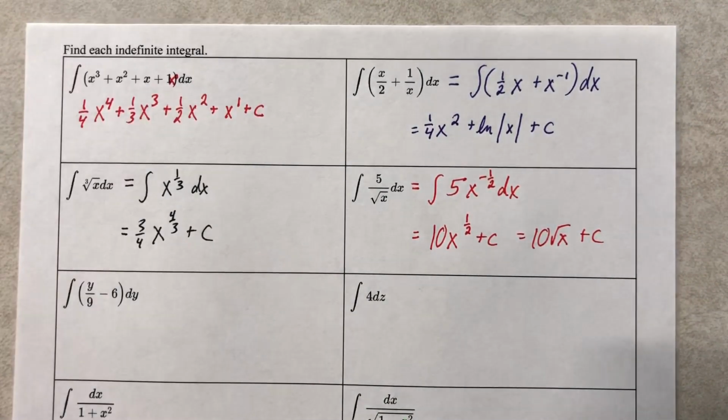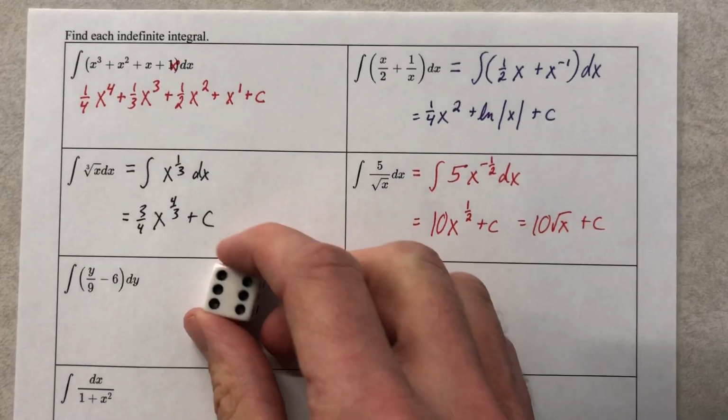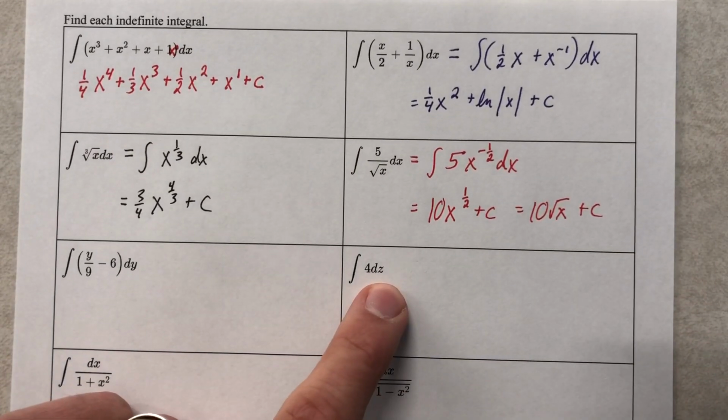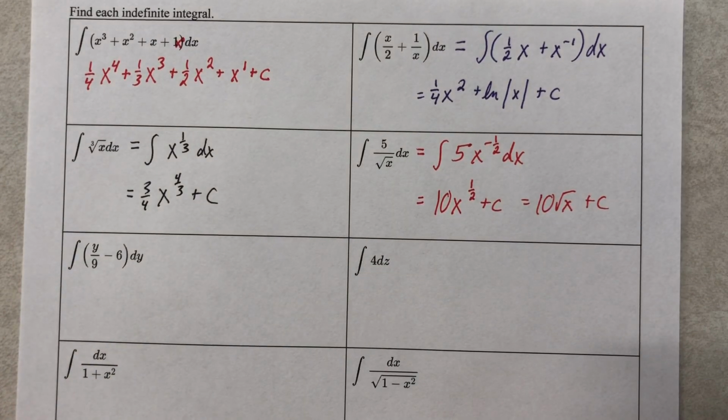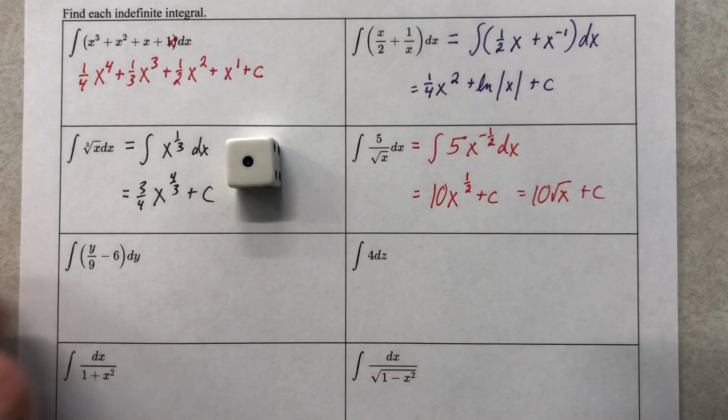All right. The next problem, done and we're not doing it. That's it. We're just not doing it. Next problem, 4dz. If we roll a 6, we don't do it. We have to come back to it at the end. That's a 1. Well, that's black. So here goes.